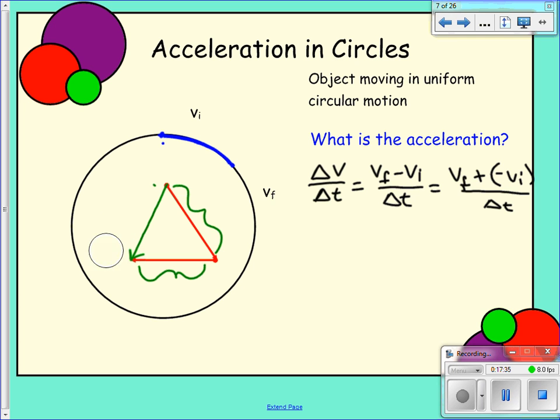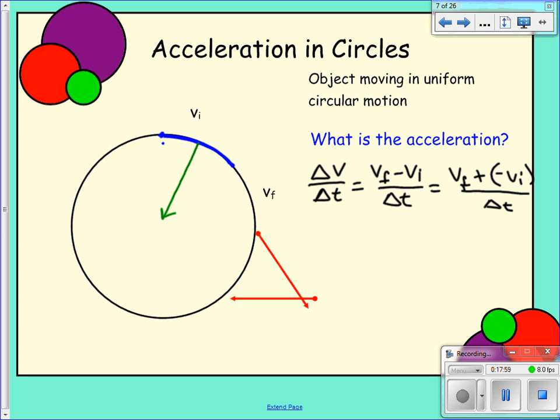Okay, and so what have we really realized here? What we've come up with is that when we do our resultant vector from vector addition, our change in velocity, or in other words, our acceleration, is pointing down and to the left. And if you line that up, look where it points. It points towards the center of the circle. So it doesn't matter which two points on the circle you would have chosen, you will always get an acceleration that points towards the center of the circle.